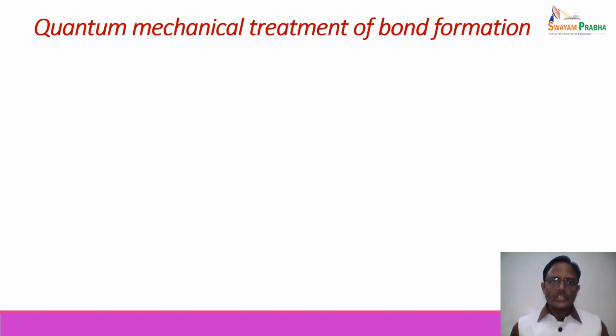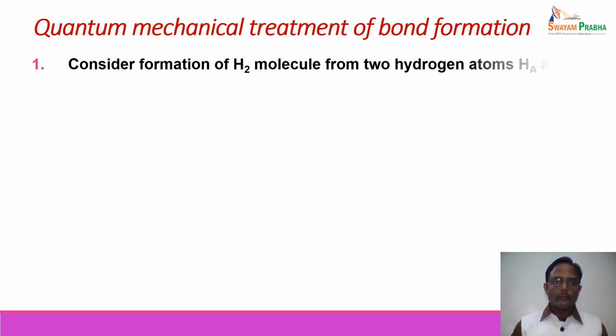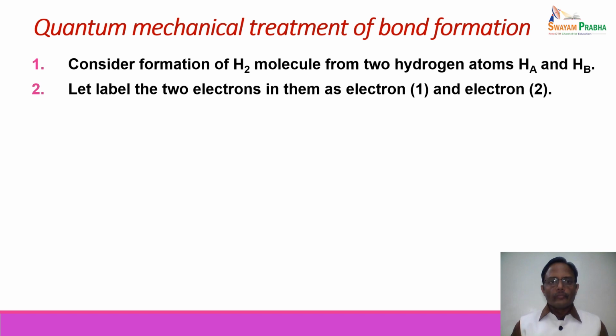Now, as I have already mentioned, valence bond theory is the quantum mechanical treatment of bond formation. Let us see how we can apply quantum mechanics to this bond formation. So consider the formation of this H2 molecule once again from two hydrogen atoms. Let us label them HA and HB. It is very important to understand that it is not actually possible to label the atoms, but this is our hypothesis, our consideration, that we call them HA and HB for convenience, and let us label the two electrons on them as electron 1 and electron 2.